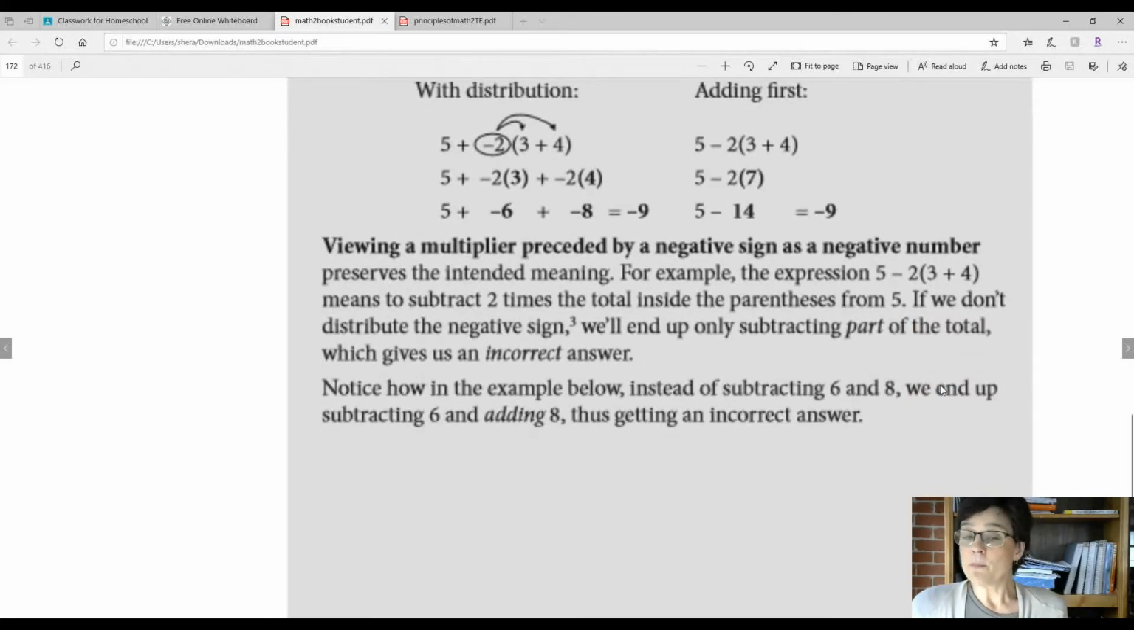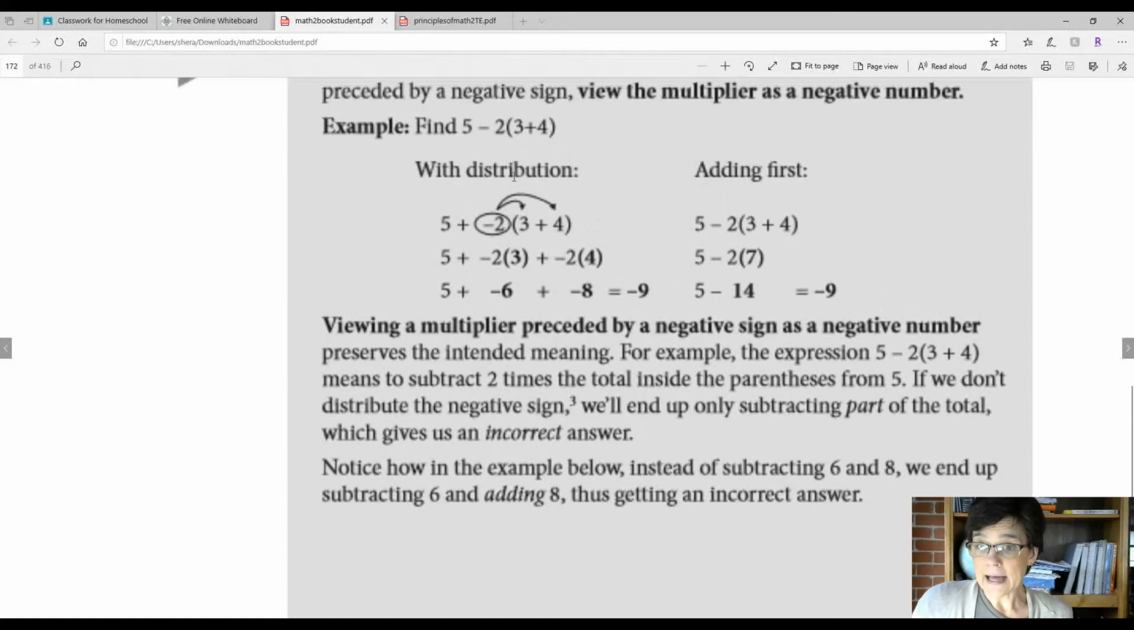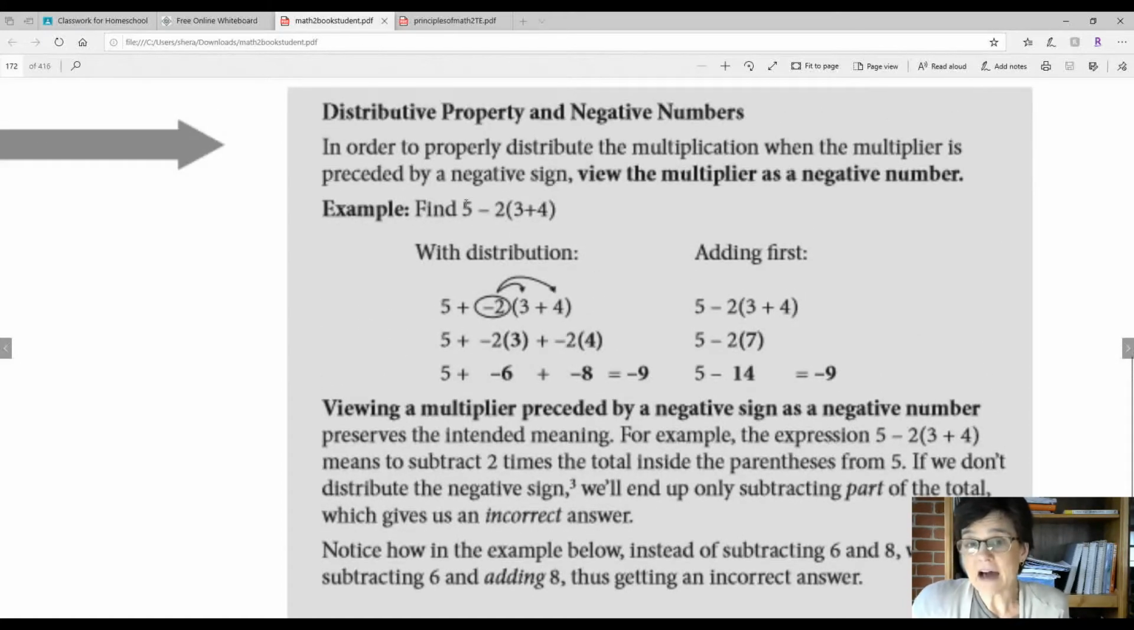Okay, view the multiplier, the number in front of this, by a negative sign as a negative number. So it does look like, and it is, 5 minus 2. Just think of it as this: 5 plus negative 2. Because remember, 5 minus 2 is the same as 5 plus negative 2. It's the same as adding a negative number. So always think of it like that.